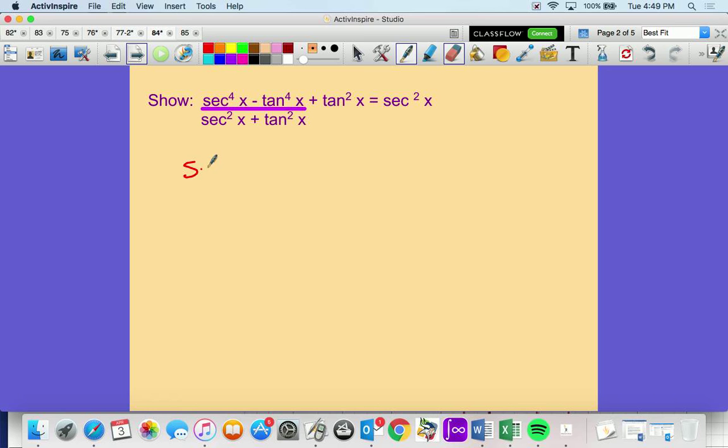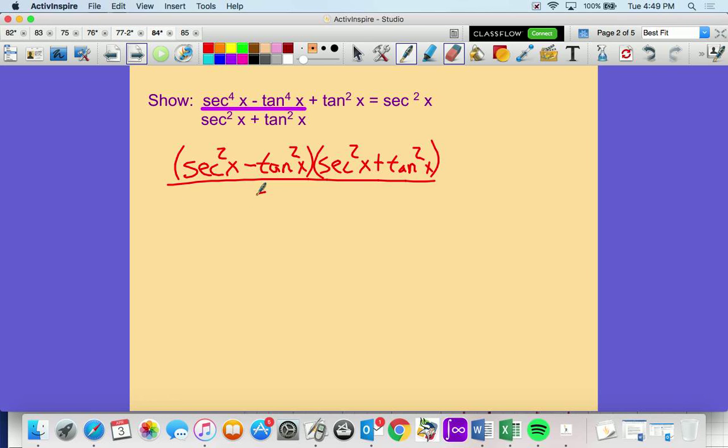So this would be secant squared x minus tangent squared x times secant squared x plus tangent squared x. And remember, that's all over secant squared x plus tangent squared x. And then that whole thing is plus tangent squared x, and we're trying to get that to equal secant squared x.